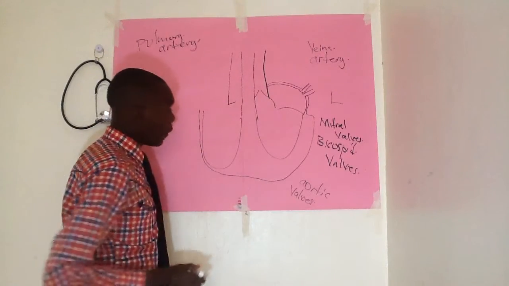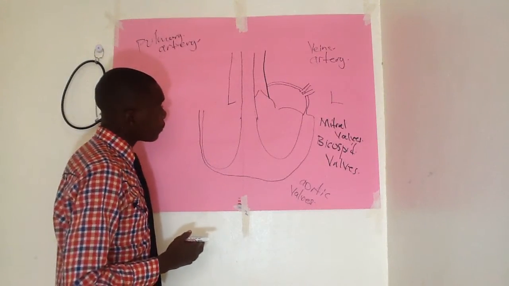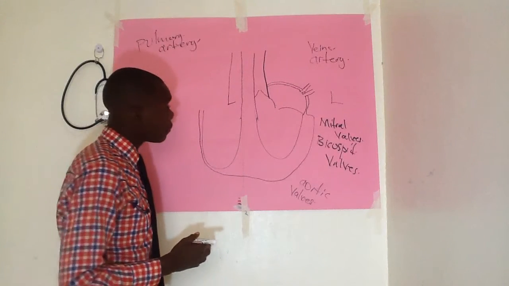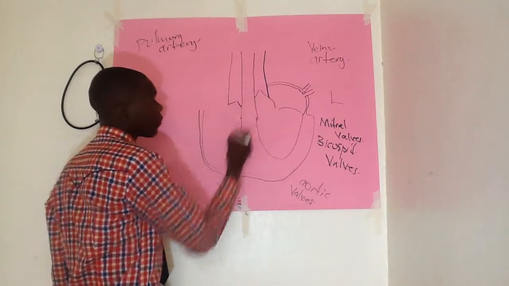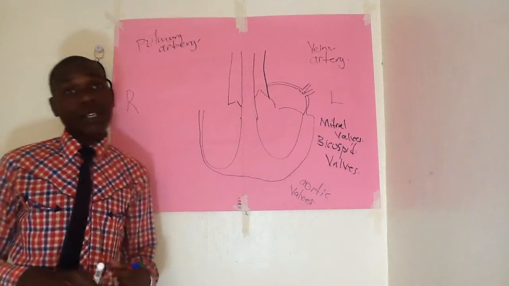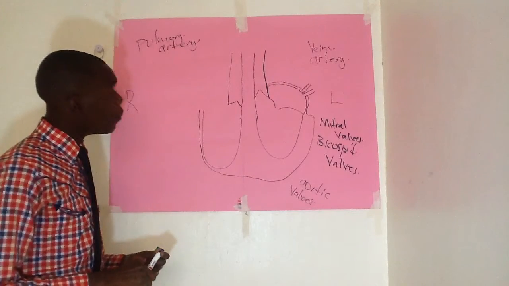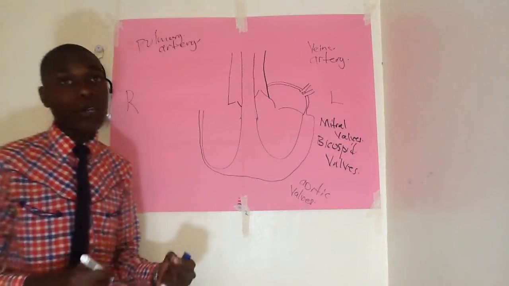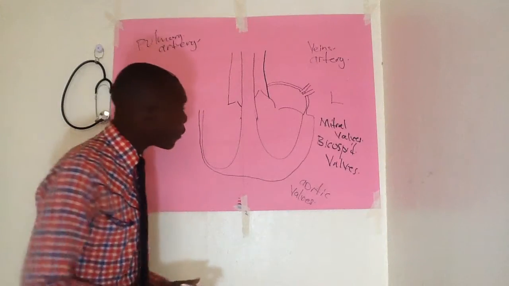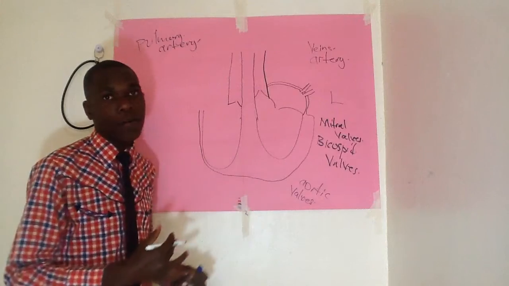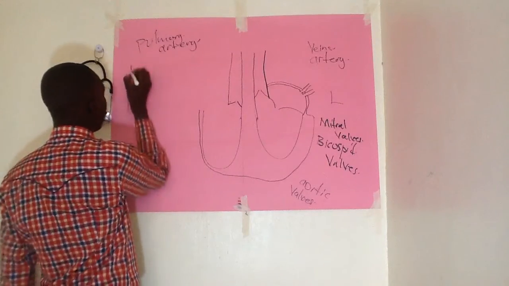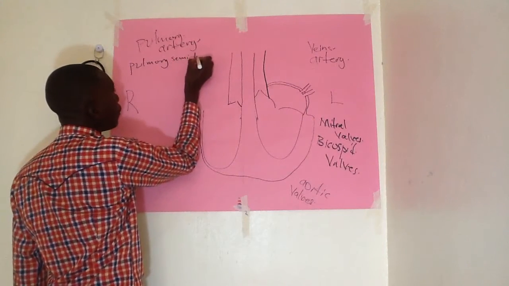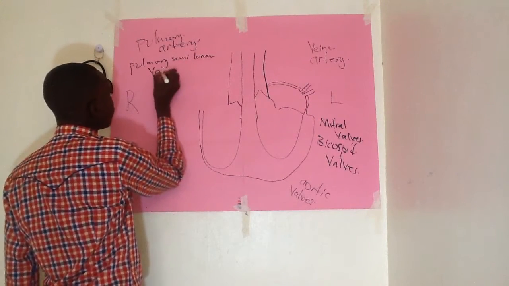It is separated from the ventricle by a set of valves that point up the way. And these valves are known as the pulmonary valves, or you can call them pulmonary semilunar valves. Why semilunar? Because they are shaped like a half moon. So these ones are the pulmonary semilunar valves.